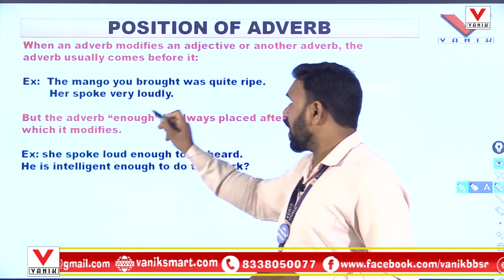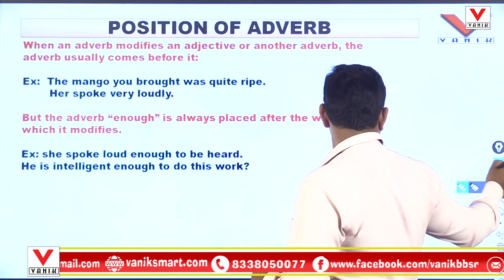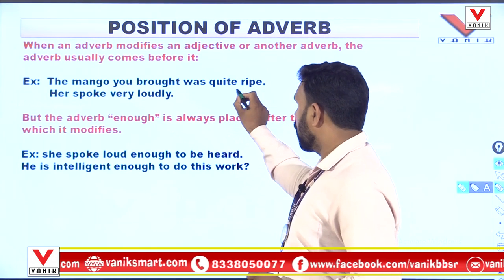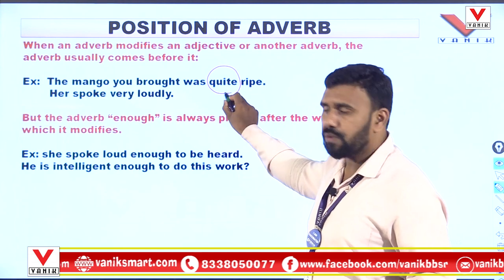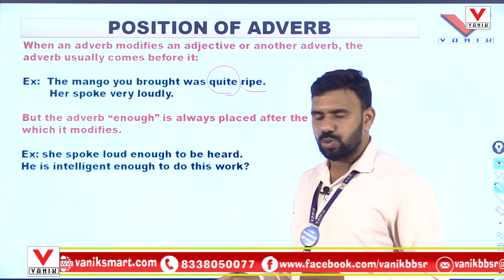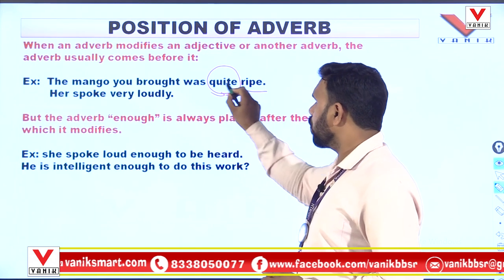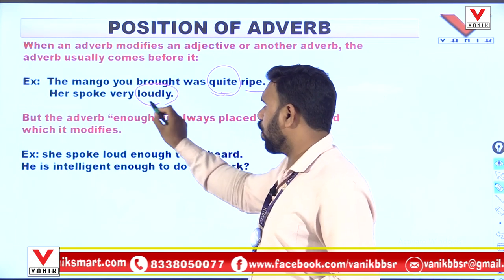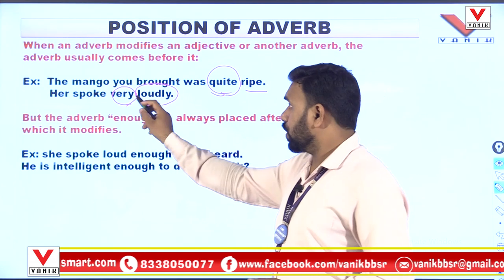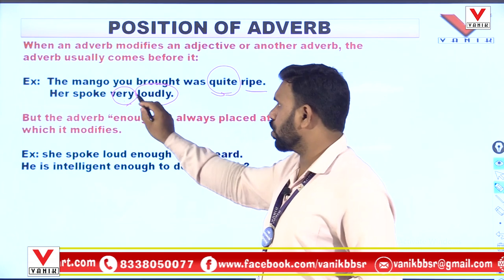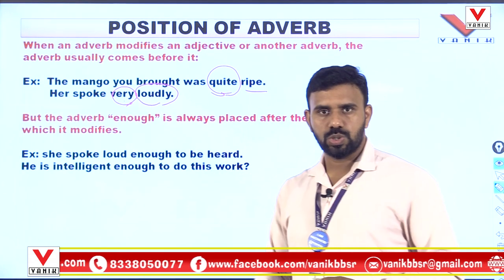For example, the mango you bought was quite ripe. Look, quite is an adverb, ripe is an adjective. So ripe is modified, then quite has been placed before ripe. He spoke very loudly. Loudly is an adverb, and very is also an adverb. Since very modifies loudly, very comes before loudly.